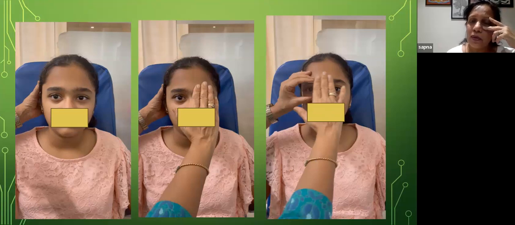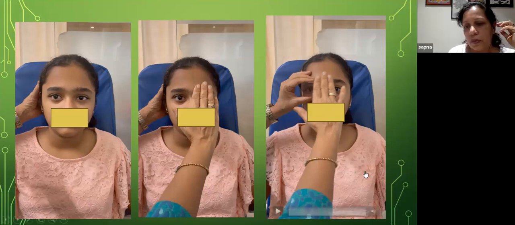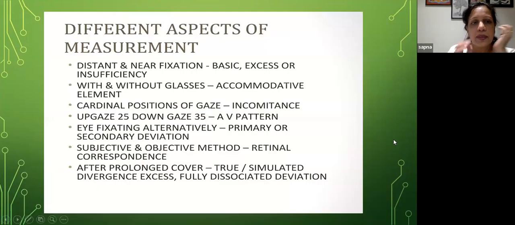Okay. These days, what I also use as a target is, you ask the child what's the favorite cartoon, and play that cartoon. And that is a very good target for the child to see and for you to measure. Okay. So we need to see a distance and near base to find out whether it's a basic, excess, or insufficiency type, especially in an exotropia, with and without glasses, to check out for the accommodative element.